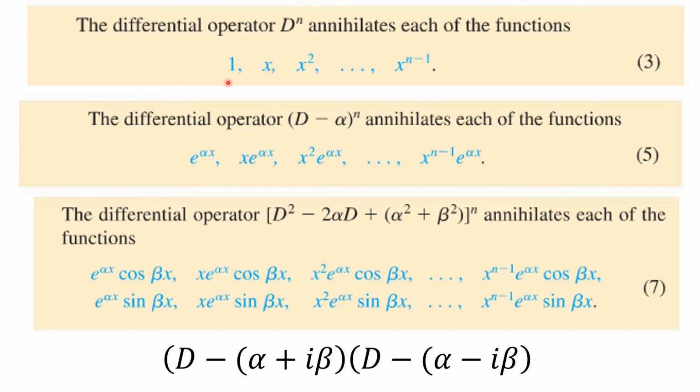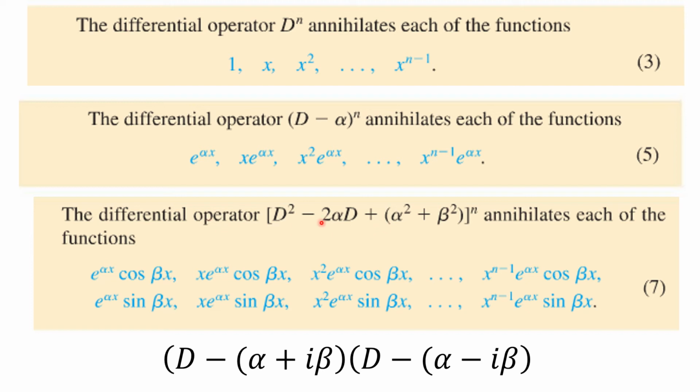So, for example, and you should think about this as we go along, the differential operator D to the nth power, the nth derivative, is going to kill off all of these functions. D minus alpha to the nth power is going to kill off all of these functions.